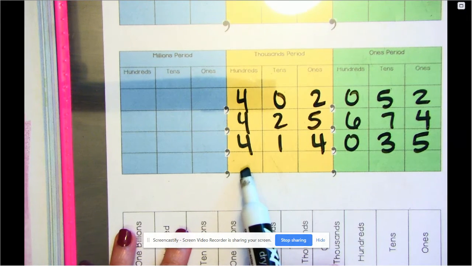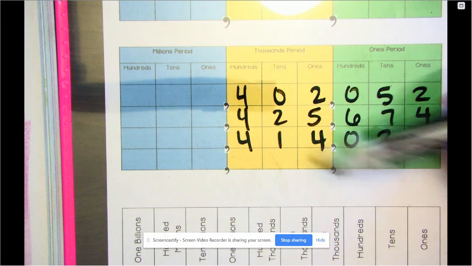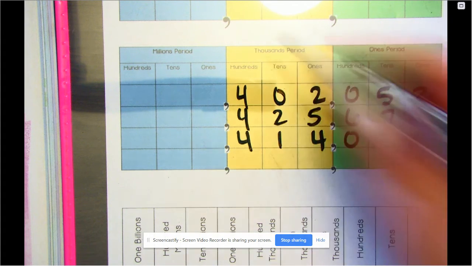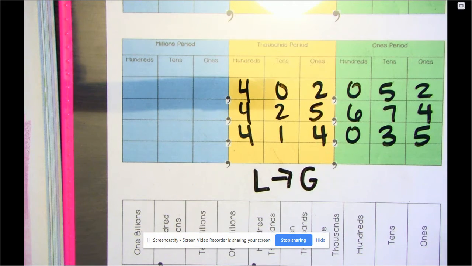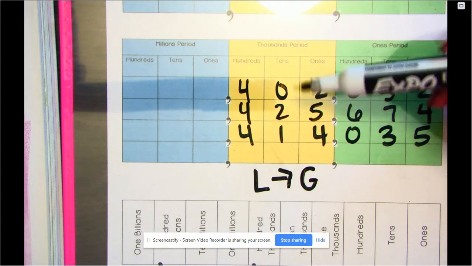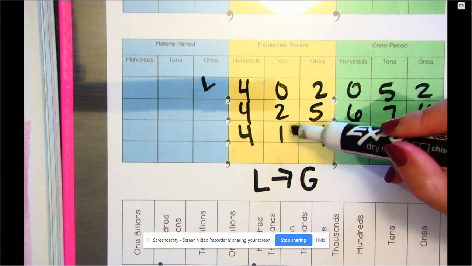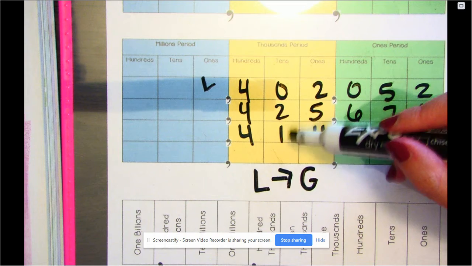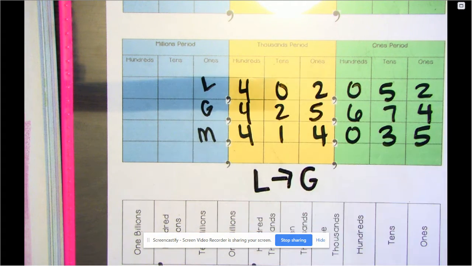So all the 4s in the 100,000s place are the same. I can't compare it that way. So I'm going to look at the next one, and I see that 0, 2, and 1 are all different. And I'm ordering these numbers from least to greatest. So I need to find the smallest one first. Out of 0, 2, and 1, 0 is the smallest number. So this one has to be the least. And then between 1 and 2, 1 is smaller than 2. So this one has to come in the middle, and then this one must be the greatest.